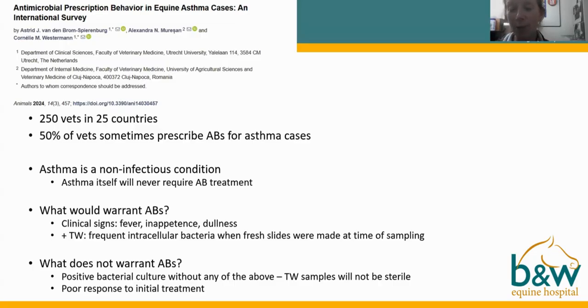When does it not warrant antibiotic use? If you've got a positive bacterial culture, but none of the other things we've just discussed, that's just because tracheal wash samples aren't sterile. So I think culturing tracheal washes is actually a bit of a minefield. Obviously, you should do it if you think the horse has a respiratory tract infection. If the horse has pneumonia, culture away.